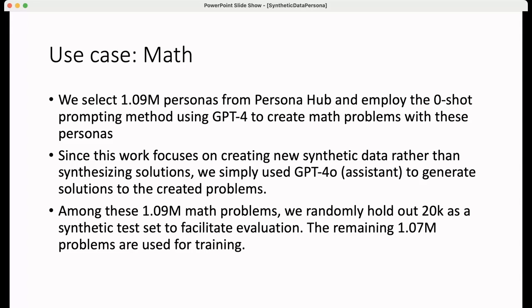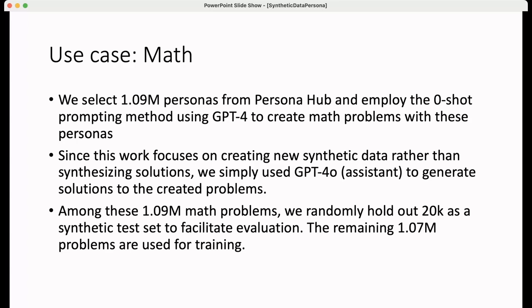And they select basically 1 million personas from the Persona Hub, and in this evaluation they employ zero-shot prompting using GPT-4 to create the math problems with these personas. And then they switch to GPT-4o. I don't know why they switch. They switch to the GPT-4o assistant. Maybe the assistant is better at understanding the rules and generating the solutions to the created problems.